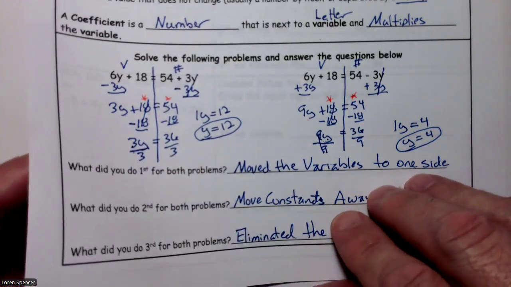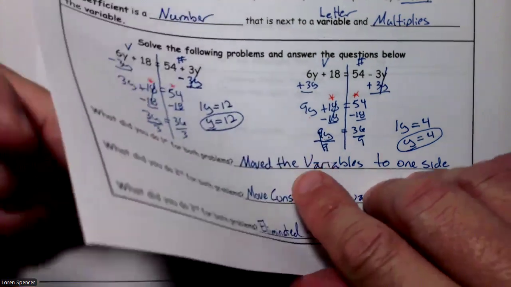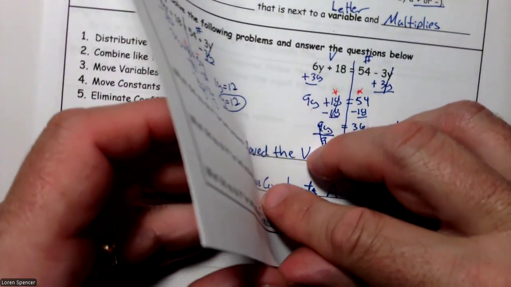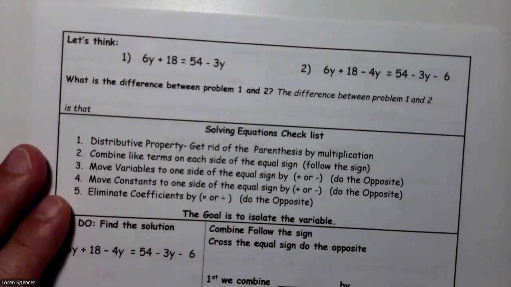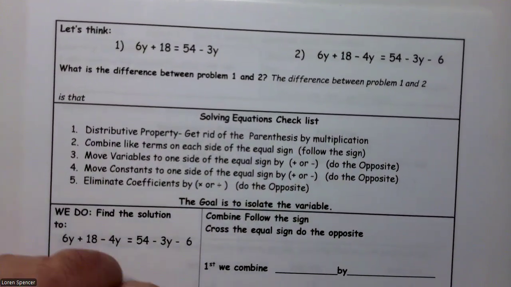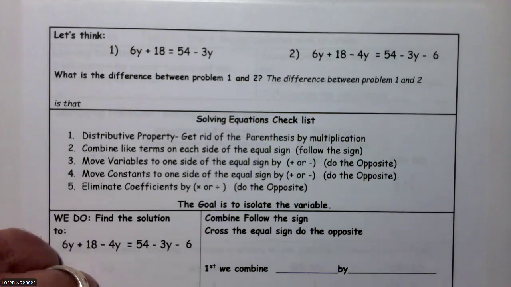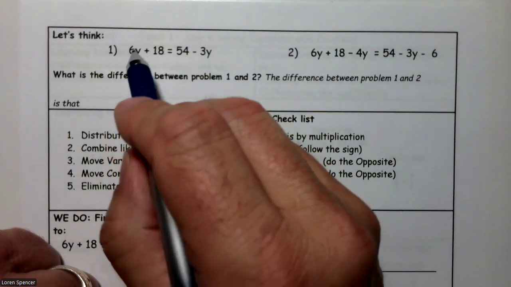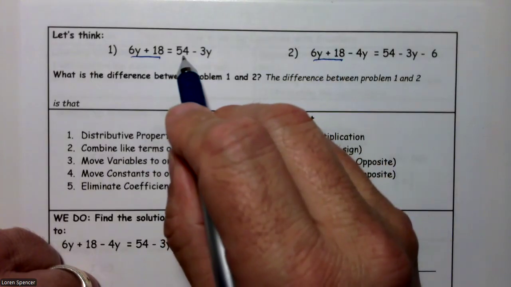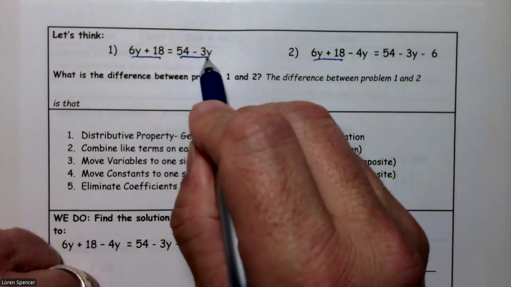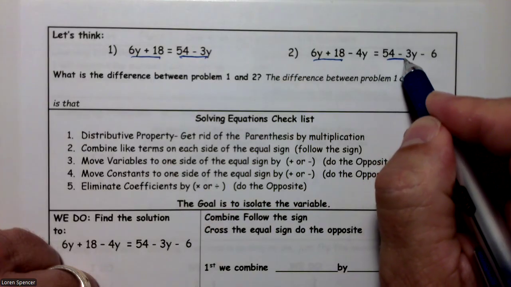All right, continuing on, this is where we're going to add something a little bit new today. So let's look at these two equations. What's the difference between problem 1 and problem 2? Well, here I have 6y plus 18. Here I have a 54 minus 3y.